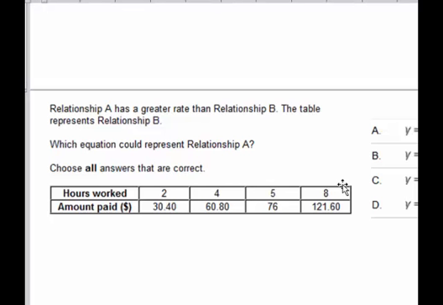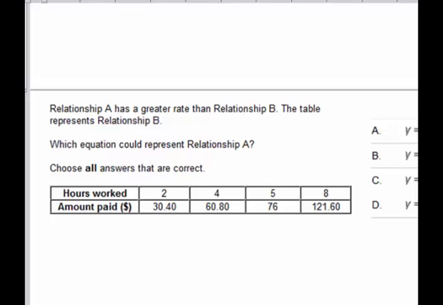So this one here says relationship A has a greater rate than relationship B. The table represents relationship B, so which equation could represent relationship A? So here, if I try to put this into per hour, I can take 30.4 and divide it by 2, so that gives me 15.2. Just the same, if we take the 60.8 and divide that by 4, it's also going to give us 15.2. So our slope is going to be 15.2.